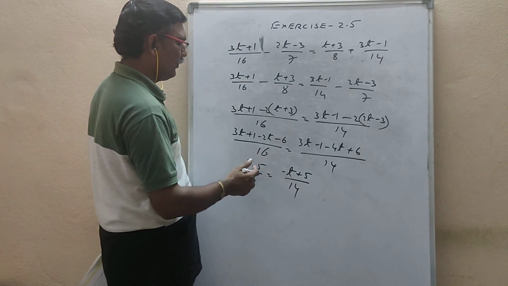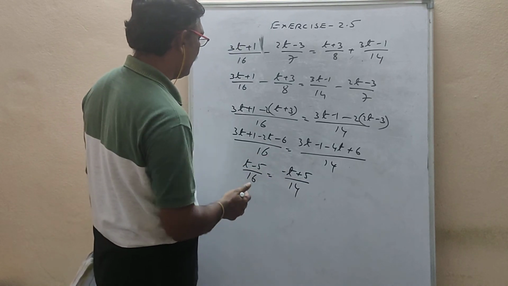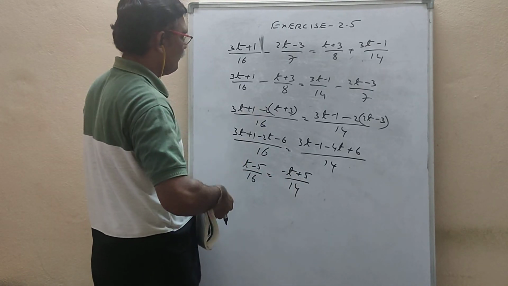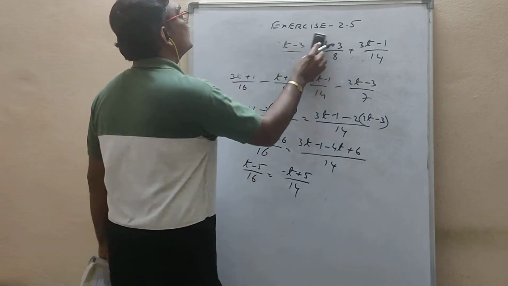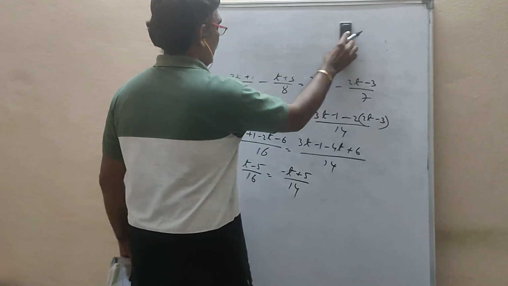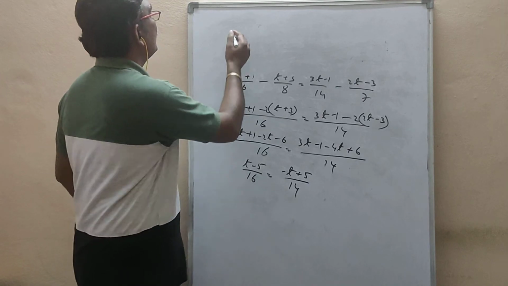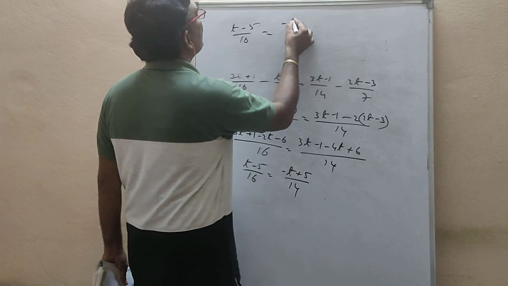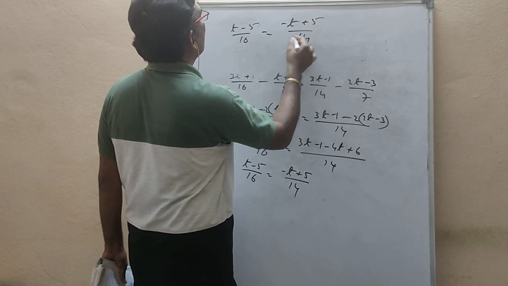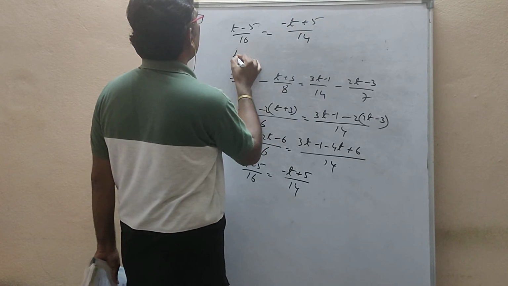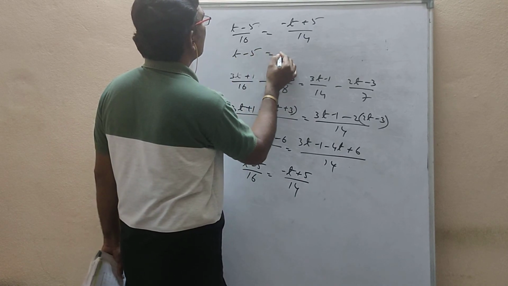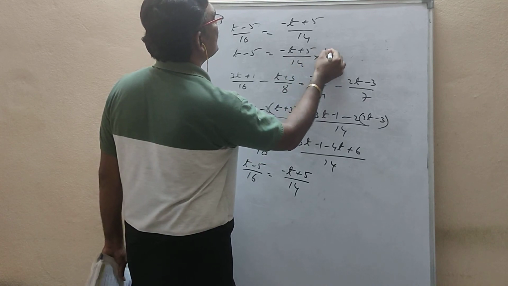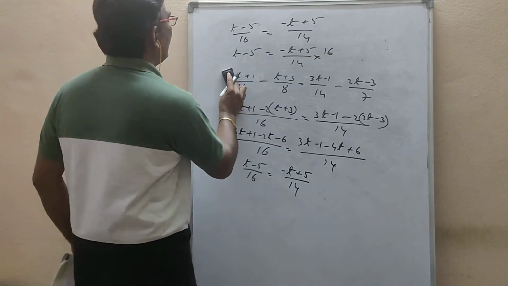Now if you want to do, you can do cross multiplication or take 16 to this side. I will write on the top one here. So I am copying this one. So here t minus 5 by 16 is equal to minus t plus 5 by 14. I am taking 16 to this side. t minus 5 is equal to minus t plus 5 by 14 into 16, I wrote. Why I wrote like this?